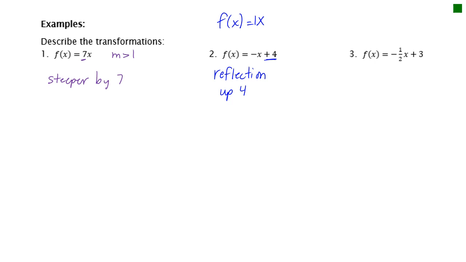And then the last one, there's a lot going on here. I see that it has a negative. So right away I can tell that's going to be a reflection. My m value is 1/2, which is less than 1. So that means this is going to be flatter. It's going to be flatter than what the parent graph looks like. And you could say flatter by 1/2. And then I also have this 3 here, which is a positive number, so it's going to shift my graph up 3.